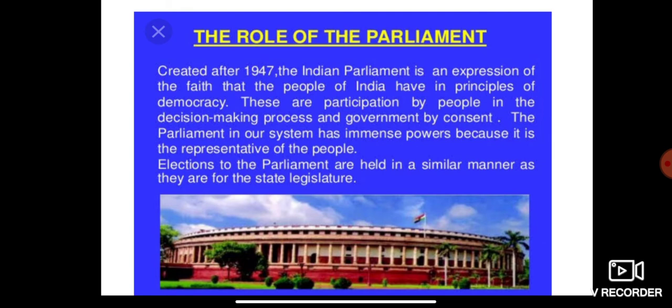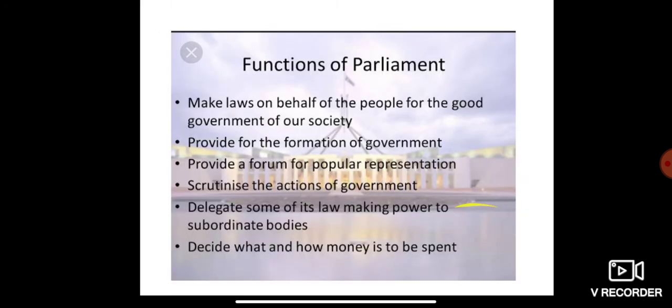Parliament in India consists of two houses. Remember, the first is called the Lok Sabha, that is the house of the people. It is directly elected by the people for a period of 5 years, whereas the second house is called the Rajya Sabha or the Council of States. Rajya means state. Rajya Sabha is the representative of the states in India. So please remember that one.